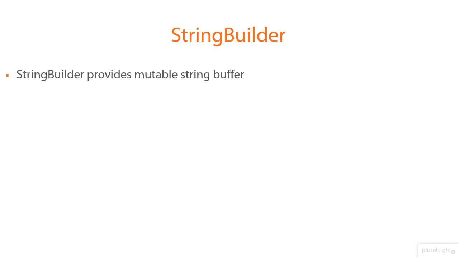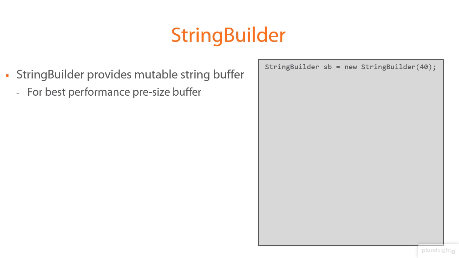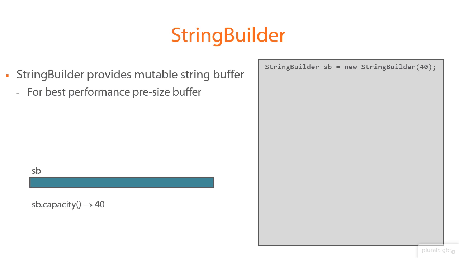Now, although you don't have to, when you create a StringBuilder instance, you'll get the best performance if you pre-size the buffer. So we look at some code here. I declare StringBuilder sb equals new StringBuilder(40). Well, that allocates an instance of StringBuilder that has room for 40 characters inside of it. In fact, if we were to call the sb.capacity method on that instance, we'll get back the value 40.